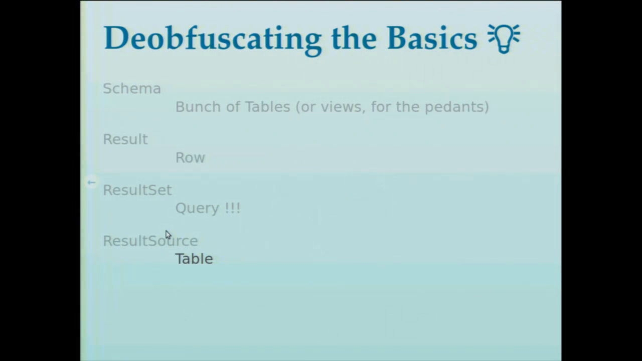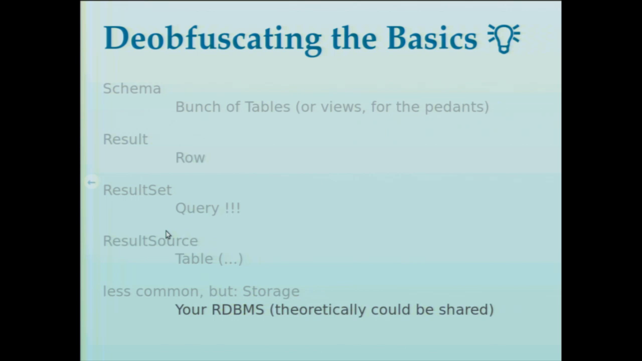ResultSource is less common for you to have to know about, but I just want you to have it in the back of your minds. ResultSource is a table, or again, view, and that's what you generate the metadata for your result on. And then last, there's the storage, which is just your actual database. You could theoretically share this across multiple schemata if, for example, you had two schemas that were both connected to one database, but I've never seen that before. All right. Does anybody have questions? Because you need to understand this.